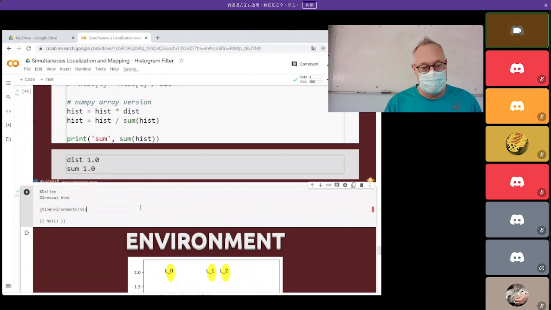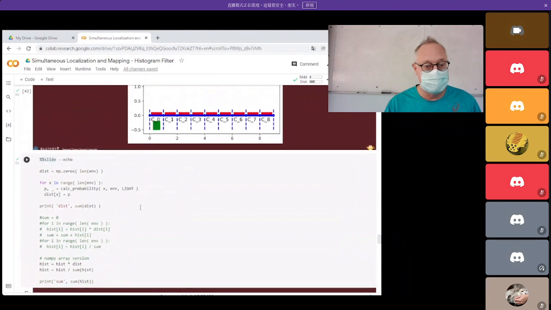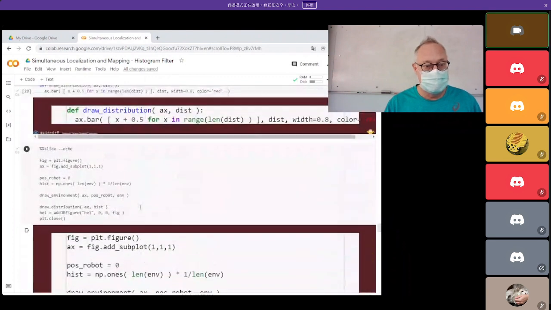And then let's draw our environment, but I don't want to draw that. Now I want to draw my histogram.